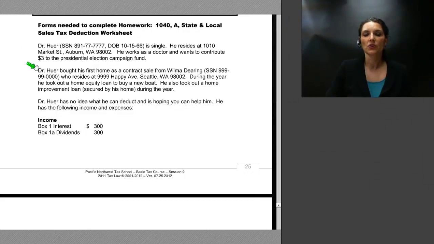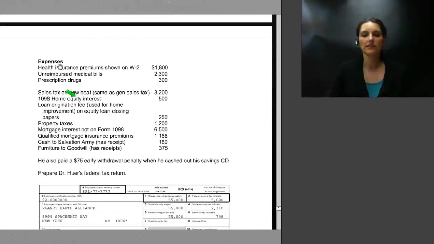He bought his first home as a contract sale from Wilma Deering, and during the year he took out a home equity loan to buy a new boat. He also took out a home improvement loan secured by his home during the year. Dr. Hewer has no idea what he can deduct and is hoping that you can help him. He has the following income and expenses. You can see we have interest, we have dividends, and we have a whole list of expenses. Your job is to sort through those, determine what he can claim, what he can't claim, and prepare his tax return.